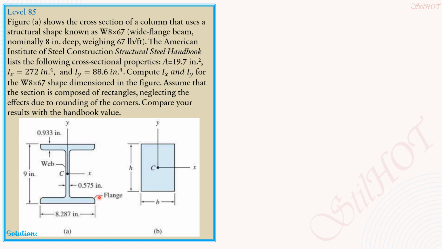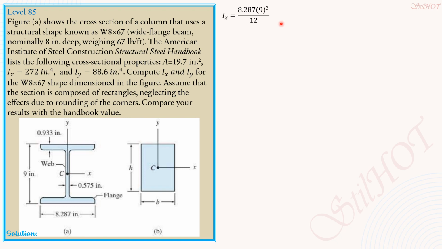So the width of these two rectangles would be 8.287 minus 0.575, and the height is 9 minus 2 times 0.933 inch. So that is bh cubed over 12 minus bh cubed over 12, where the base of these two hollow rectangles is 8.287 minus 0.575, while their height is 9 inches minus 2 times 0.933, while for the big rectangle it is 8.287 by 9 inches.